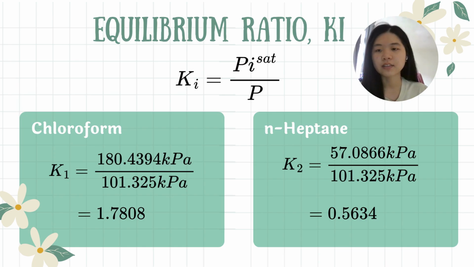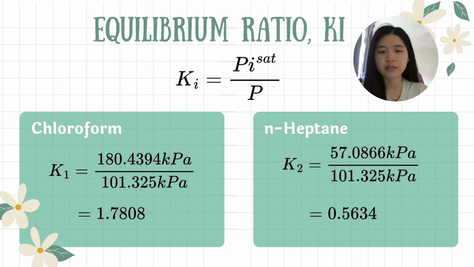divided by the P. For the Pi saturation, we already calculated just now using the n-Heptane equation. And for the P, it's just the initial condition we set, which is equal to 1 atm, 101.325 kPa. By substituting all the values, we get that the K value of chloroform is equal to 1.7808 and for n-Heptane is equal to 0.5634.